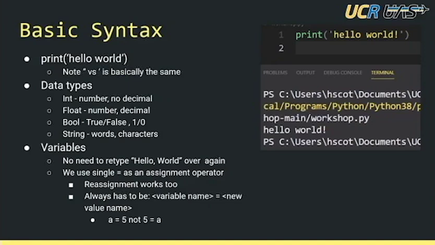Okay, so what Scott was using earlier to store these data types were called variables.